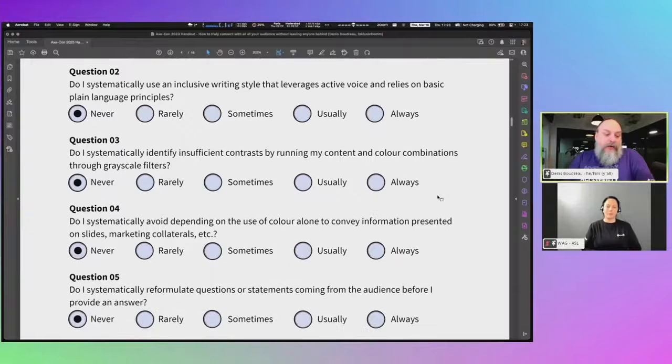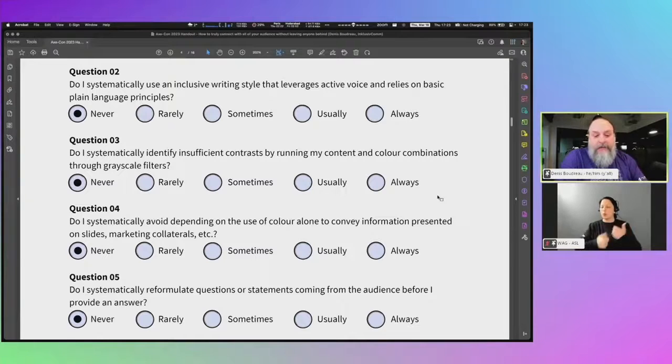And then, do I systematically reformulate questions or statements coming from the audience before I provide an answer? Let's say you're speaking to a group of people in an in-person environment, and someone in the front asks a question, you hear the question, and you start replying right away. Or do you reformulate what has been said so that everyone can benefit from the question and get context about what you're talking about? Again, never, rarely, sometimes, usually, or always.